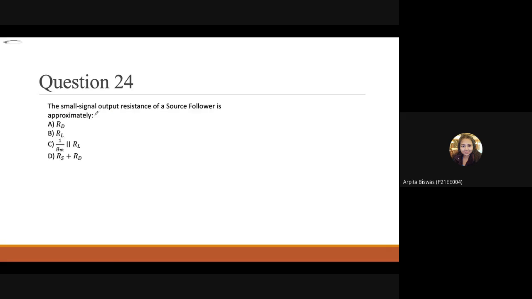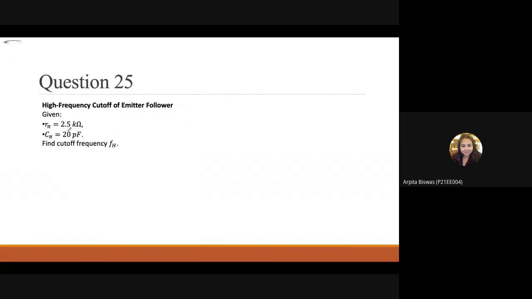The small signal output resistance of a source follower. Tell me the right answer. Option C, ma'am. Yes, option C is the right answer. R output equal to 1 by gm parallel with RL.